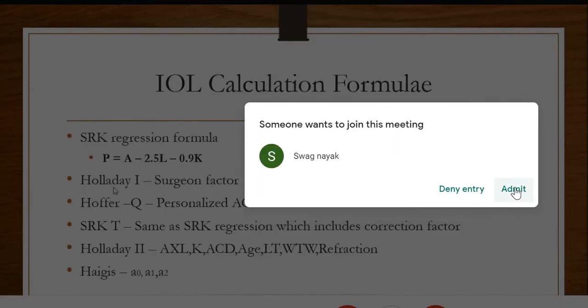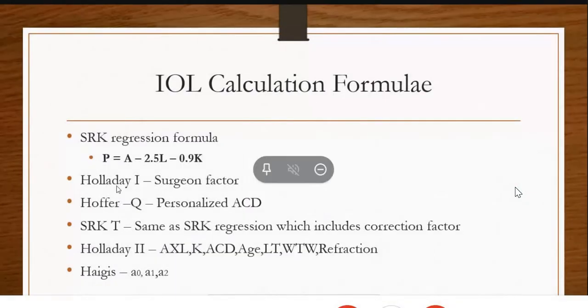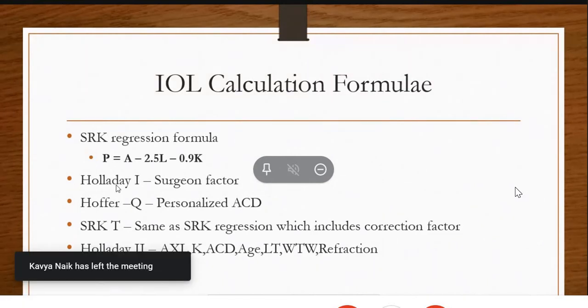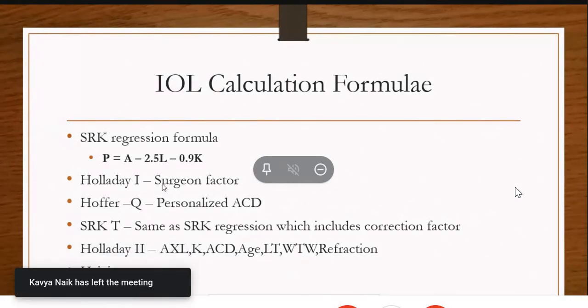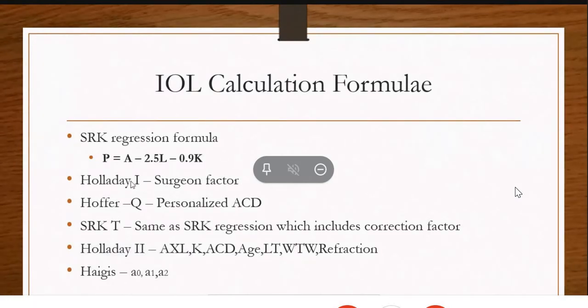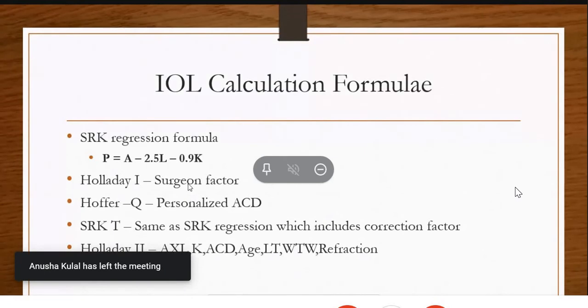So then comes the Holladay 1 formula. Holladay 1 formula you can use mostly for eyes less than 18 mm. Holladay 1 formula comes with the surgeon factor. So whenever the doctor is going for Holladay 1, for each and every IOL, they will have a different surgeon factor. So if the doctor is choosing the Holladay 1, instead of this A constant, they will put this surgeon factor. With the surgeon factor, they can calculate the IOL power.